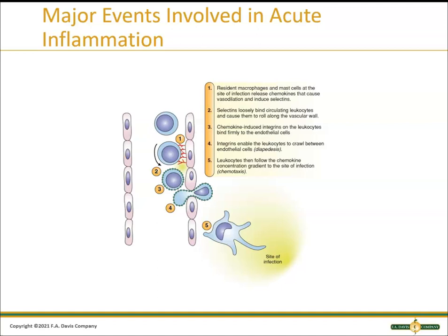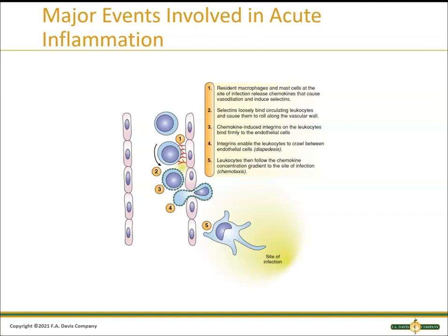So here's just looking at some major events that are involved in this inflammatory process. If you look at step 1, this is where the macrophages or mast cells, but let's just stick with macrophages right now, will release, at the site of infection, a chemokine, a chemical communicator that will cause the blood vessels to dilate, vasodilate, and induce selectins. What will happen is these selectins will bind to leukocytes and tell them to start moving on the vascular wall. Like, you know, wake up, we got something going on, I need you to go out to the tissue and eat this crap. Basically, that's what we're talking about.